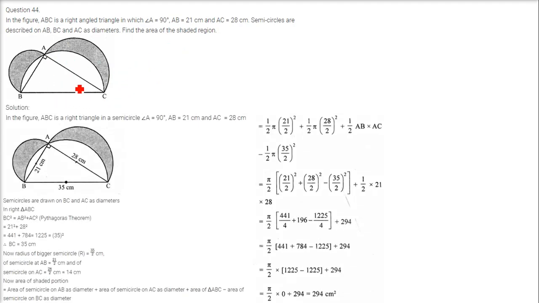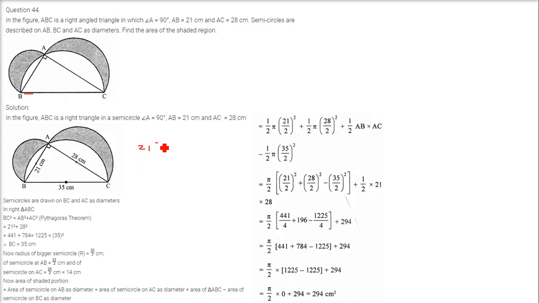So how do we have to do it? This region can be found only when we take certain areas. First we have to add 3 areas, then subtract the third one. We have to find out the area of the shaded region. For that, first of all, we have to find out this length, because this is 21 and this is 28. This is not known to us.